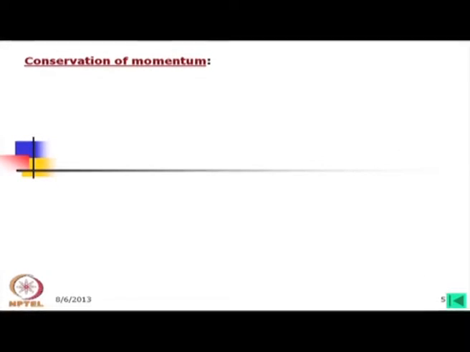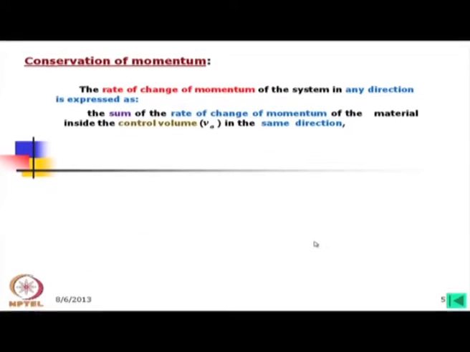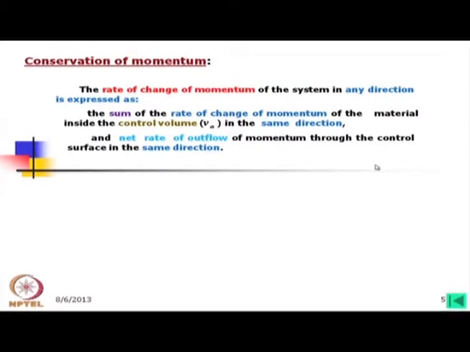Now, conservation of momentum. The rate of change of momentum of the system in any direction is expressed as the sum of the rate of change of momentum of the material inside the control volume, which we have considered as V A, in the same direction, and net rate of outflow of momentum through the control surface in the same direction.